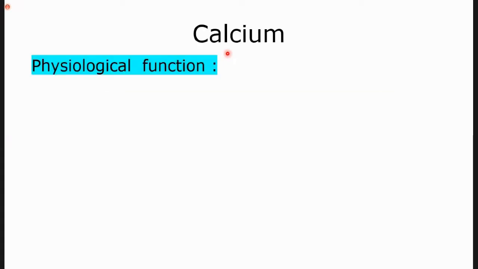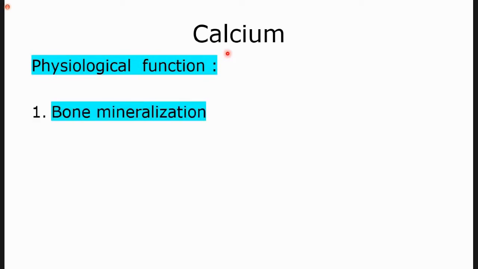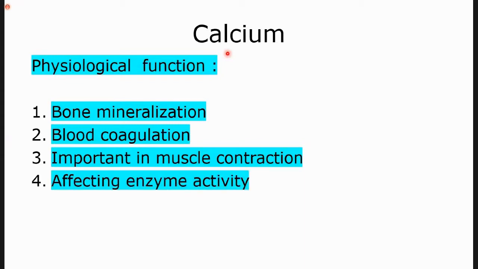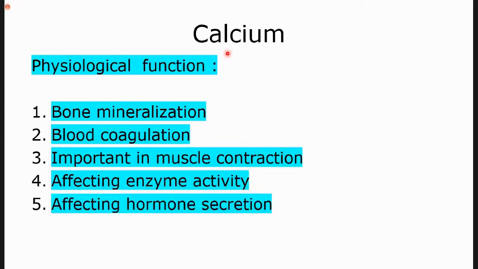Now, some physiological functions of calcium. It is involved in bone mineralization, blood coagulation, and muscle contraction. It has an effect on enzyme activity, and it affects hormone secretion as well. So these are some of the physiological functions of calcium: bone mineralization, blood coagulation, muscular contraction, enzyme activity, and hormone secretion.